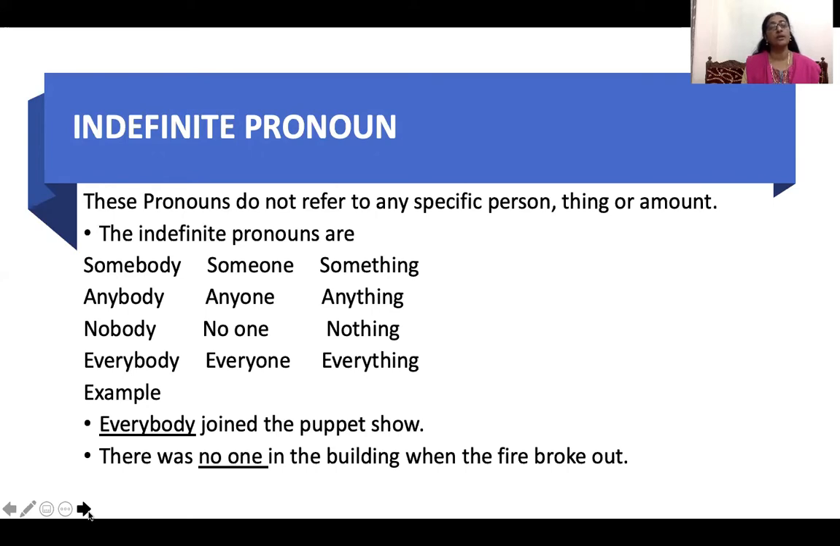We are not specifying any particular person. For example, everybody joined the puppet show. What is the indefinite pronoun here? Everybody. There was no one in the building when the fire broke out. What is the indefinite pronoun here? No one is the indefinite pronoun.